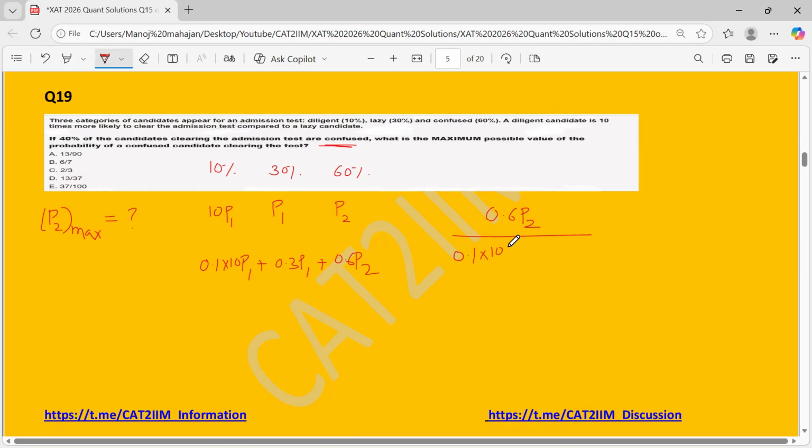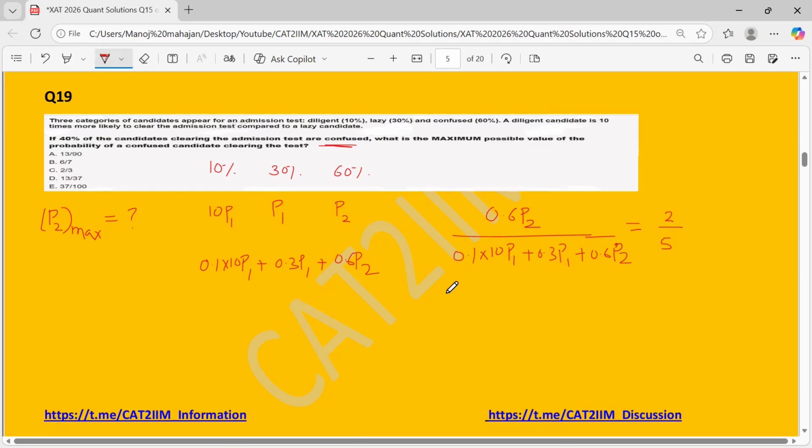Just comment your answer, what you got for this problem. If you have done it, most likely this should have been left out in the XAT paper. It was a super tough question on probability. So this should be 40%. If you look over here, that is nothing but 2 by 5, right? So let's cross multiply out here.